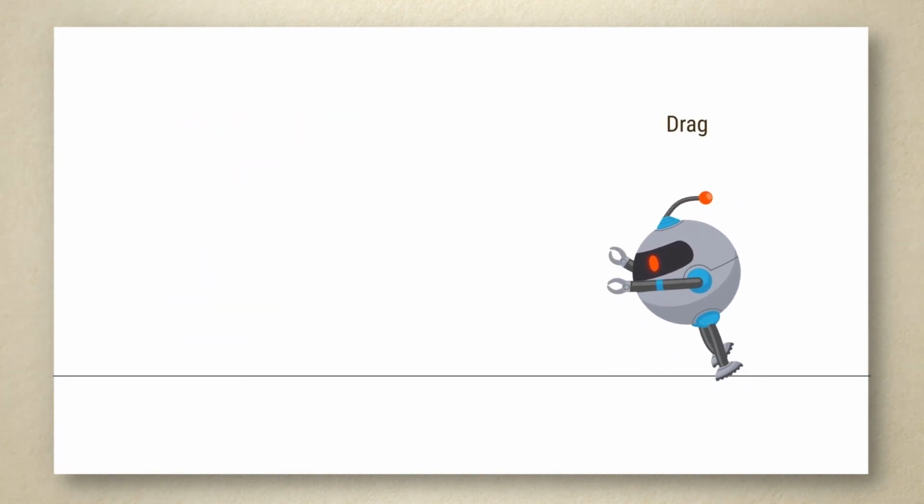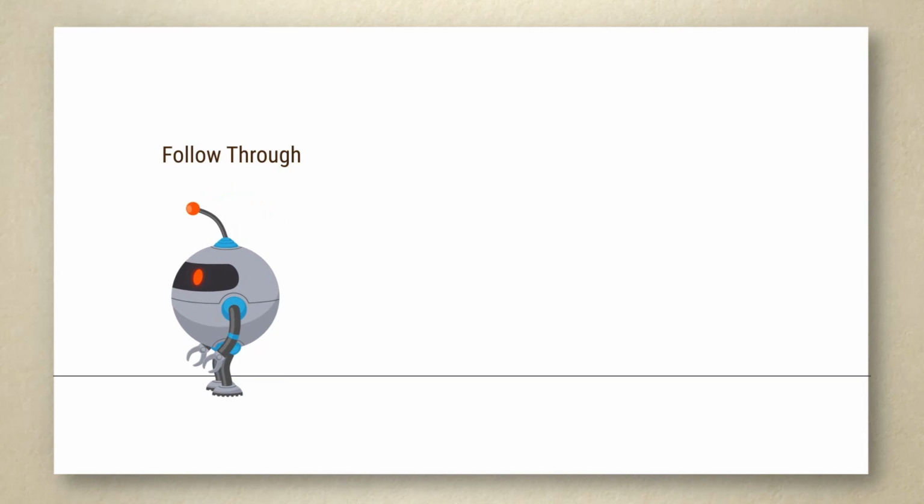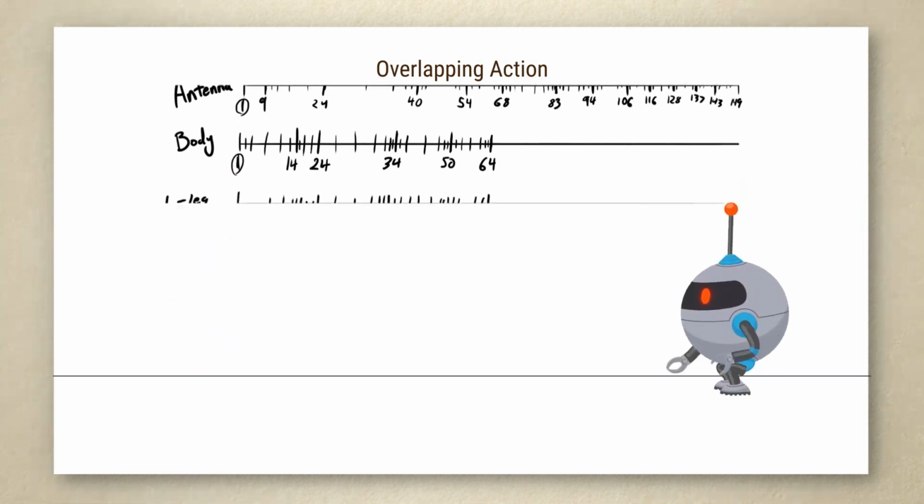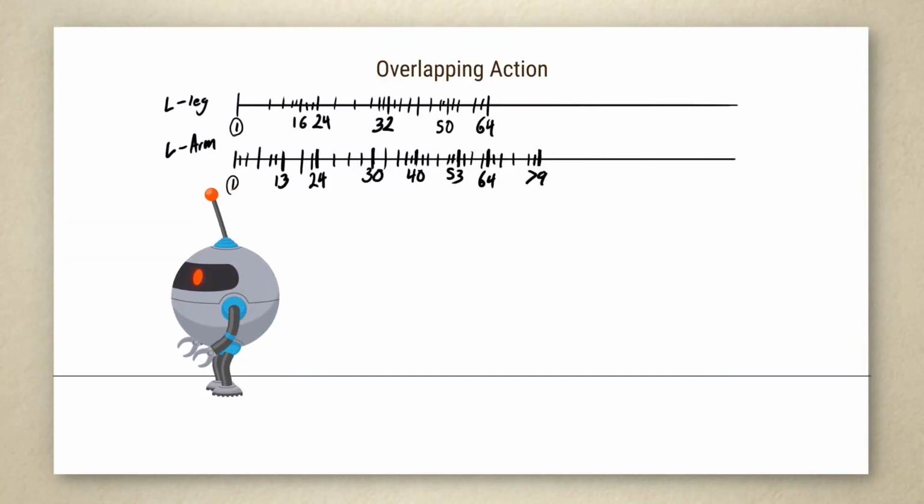So we get drag at the start of the action, and then follow-through at the end. And the fact that these parts of the body are moving based on different timings is called overlapping action. Note also that his arms and legs are moving on different timing too, so that's also overlapping action.